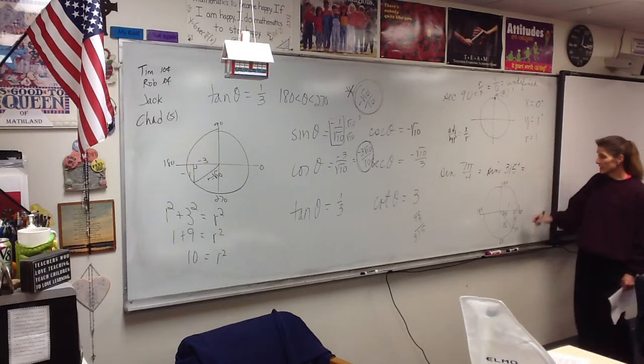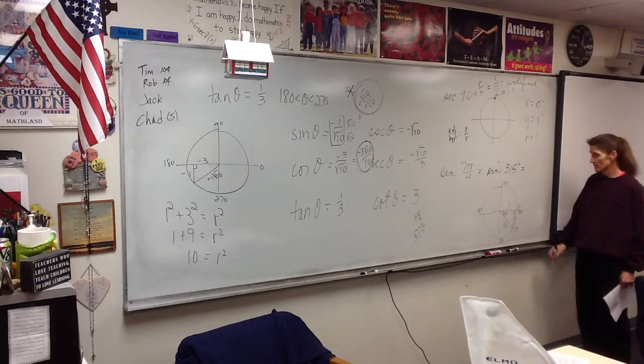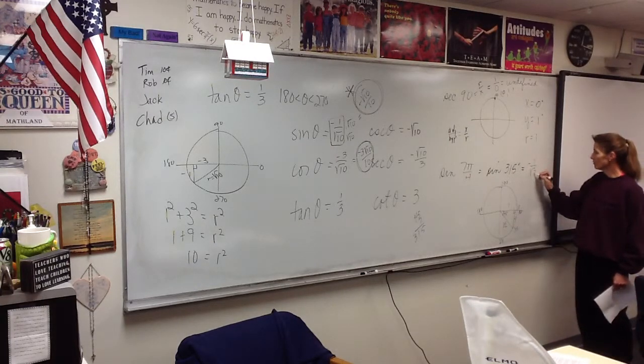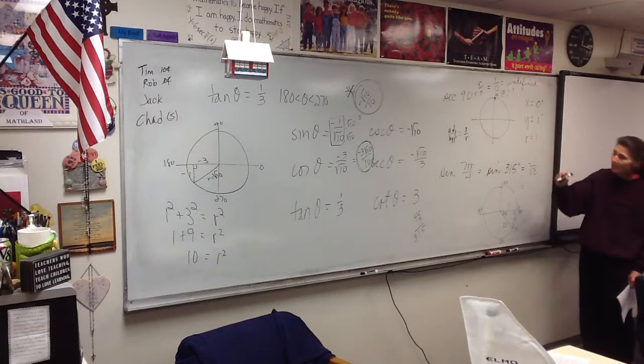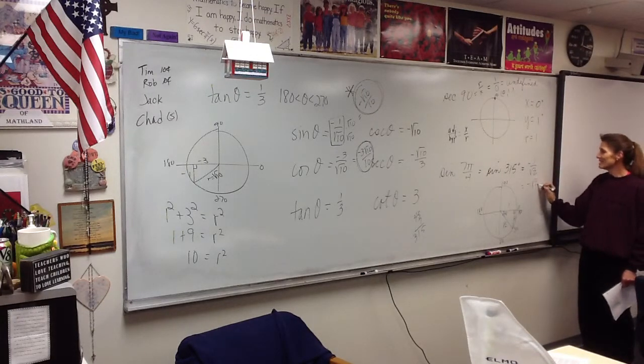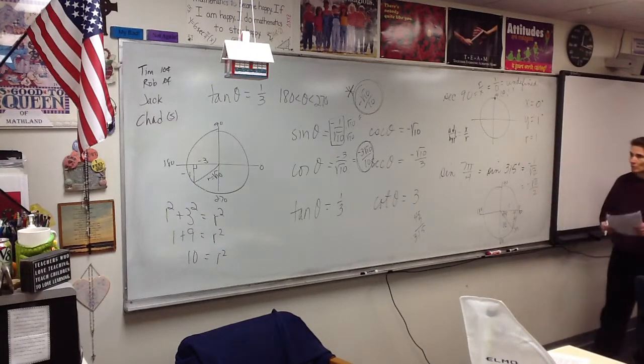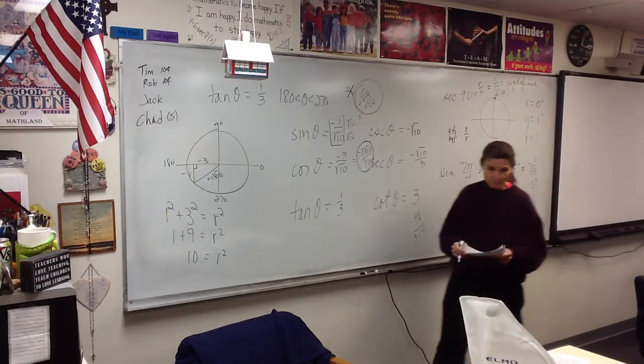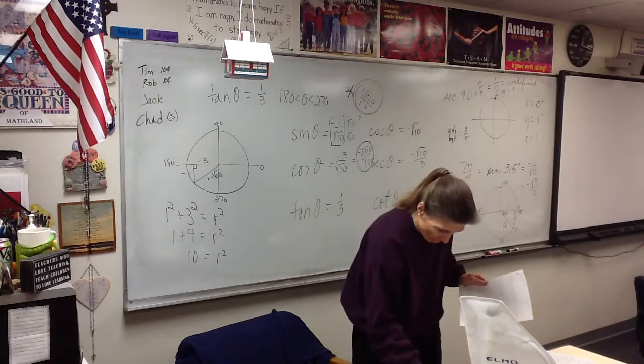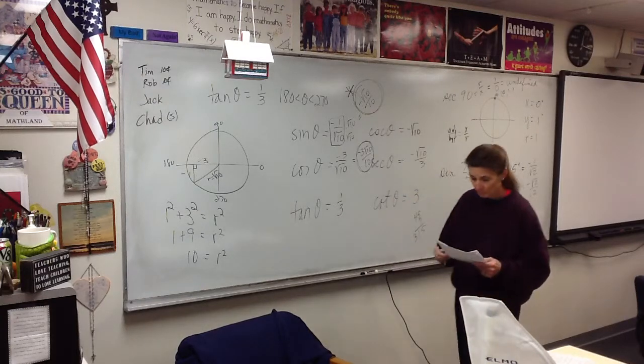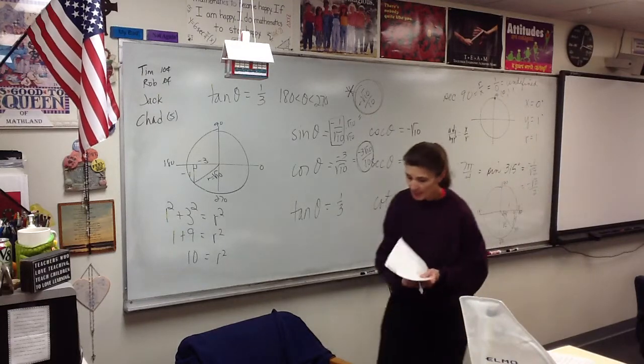The sine is opposite over hypotenuse, so that will be negative 1 over root 2, which again, just like that problem, we have to rationalize. Negative root 2 over 2 is your answer. Got a couple more of these now.